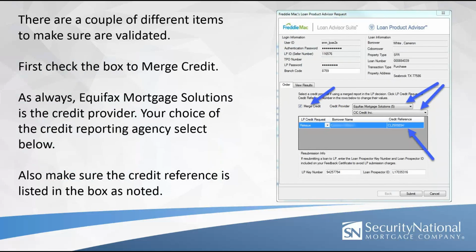There are a couple of different items to make sure you're validated. You always want to click the Merged Credit checkbox. As before, you'll always check the credit provider, Equifax Mortgage Solutions. Then you'll pick the credit reporting agency that you used, and you want to make sure that you've entered your credit reference number as noted.